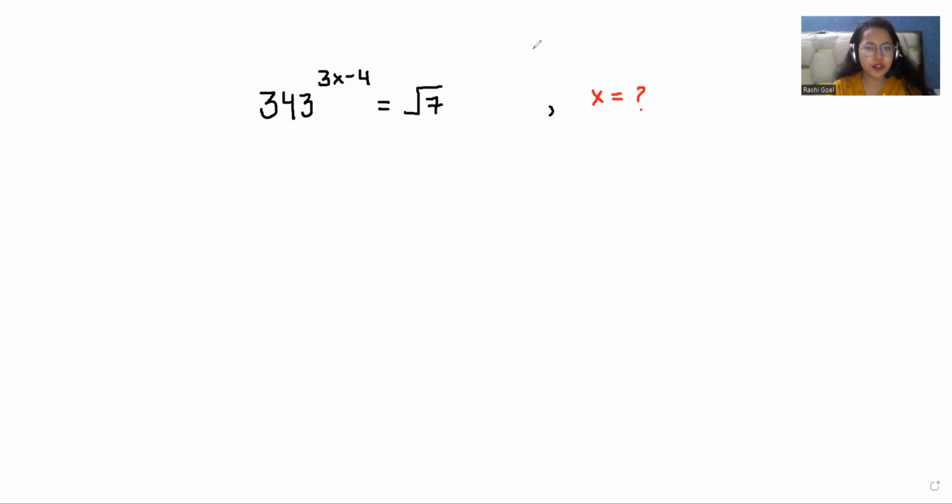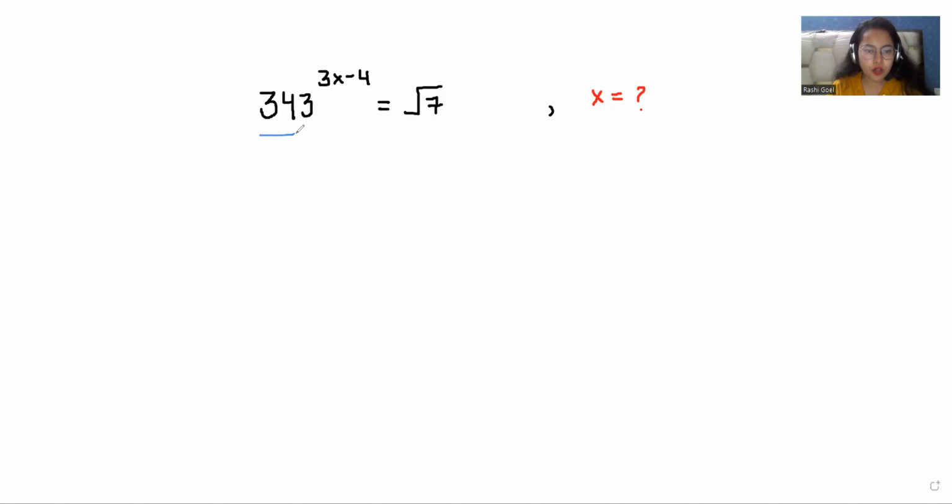My name is Rashi Goel, and in this video we are going to solve this equation: 343 power 3x minus 4 is equal to under root 7, and we have to find the value of x. So let's start with today's video.